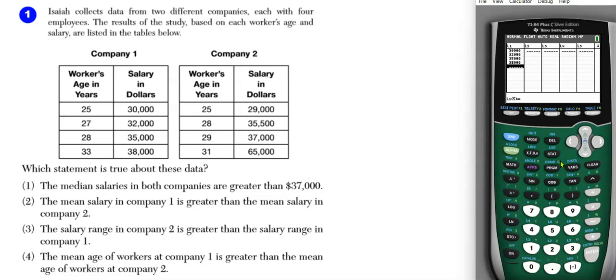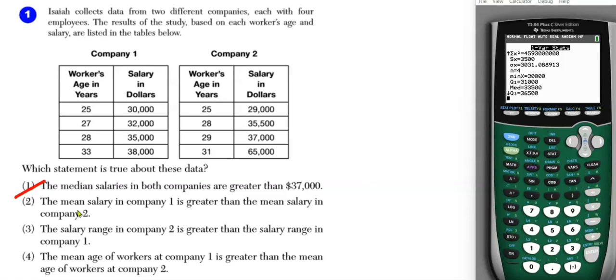Once those digits are entered, I'm going to stat calc 1 var stats. I want the 5-number summary for just these digits. The mean is X bar, and the median is off the screen here at MED. So it looks like the median for this company is $33,500. I don't even need to check company 2 because company 1 is not correct, so I can cross it off as a possible option.